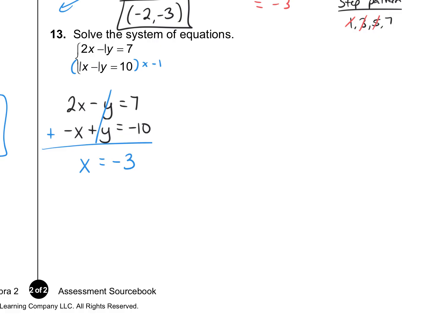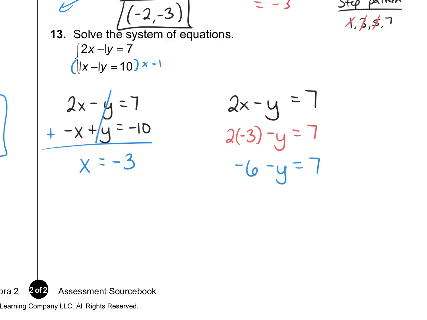I just usually pick the one we don't touch. So I'm going to rewrite that top equation. I didn't mean to put the 1 there. Now I'm going to plug in what we know. So 2 times what? -3, yep. Minus y equals 7. What's 2 times -3? -6 minus y equals 7.